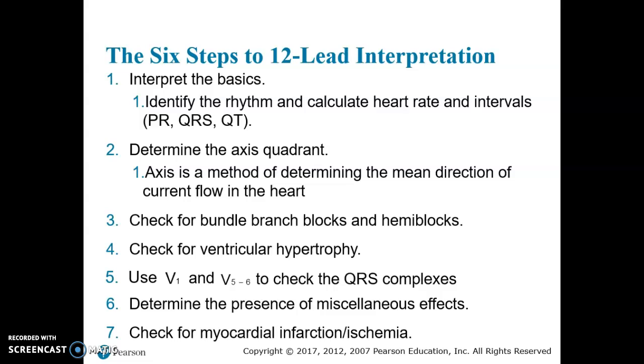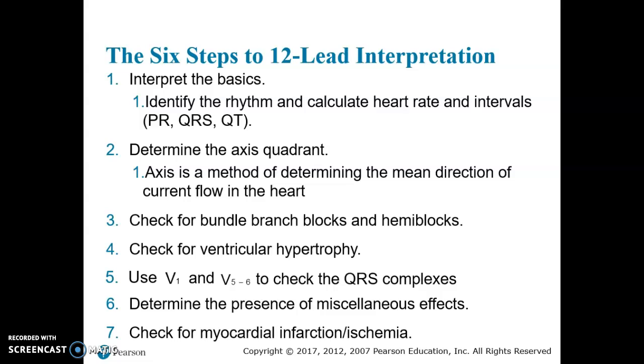One of the things that we're going to do as well is determine the axis quadrant. And remember, this axis is a method of determining the mean direction of the current flow in the heart. And we went over that earlier in the semester. So look back at your notes and look back at those lectures. And if you have any questions about that, please let me know. We need to check for bundle branch blocks and hemiblocks. And then we need to check for ventricular hypertrophy.